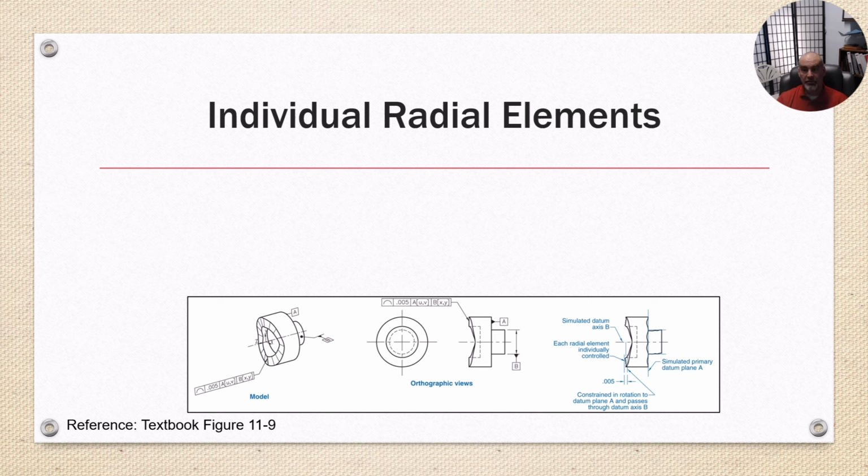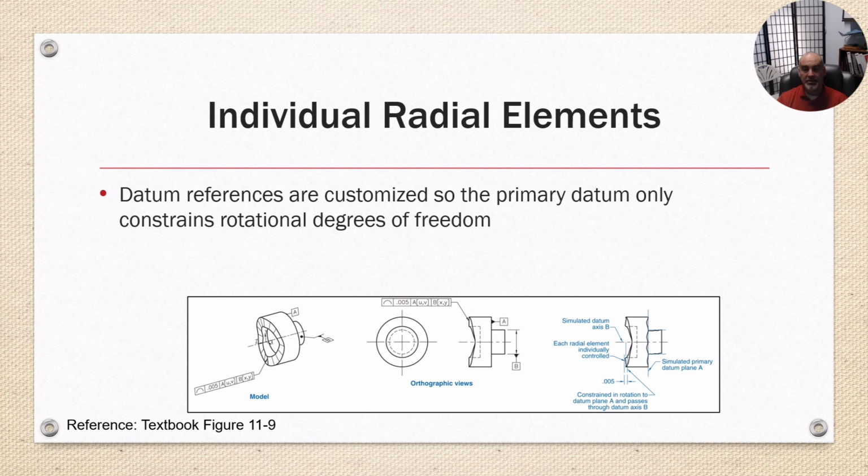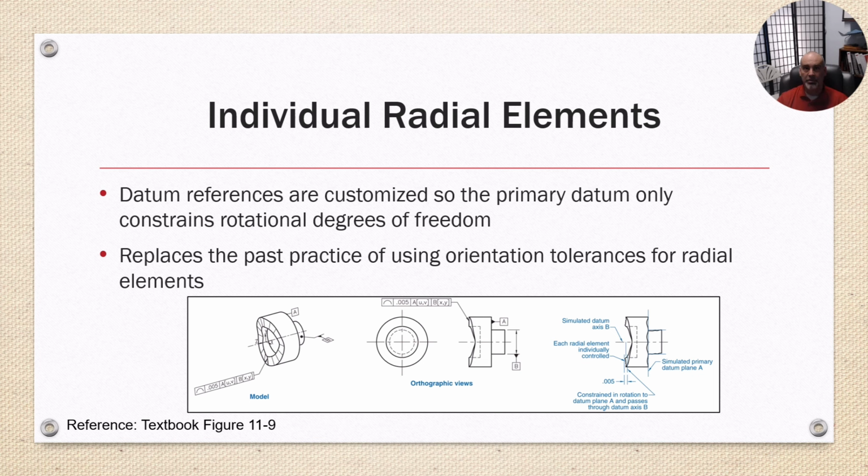Okay, individual radial elements. The datum references are customized so that the primary datum only constrains rotational degrees of freedom, and it replaces past practice of using orientation tolerance for radial elements. So in this example below, we have this warped face. Looks like it might be a face cam type device, and you're controlling it radially, profile across the surface, within 5 thousandths according to this tolerance.